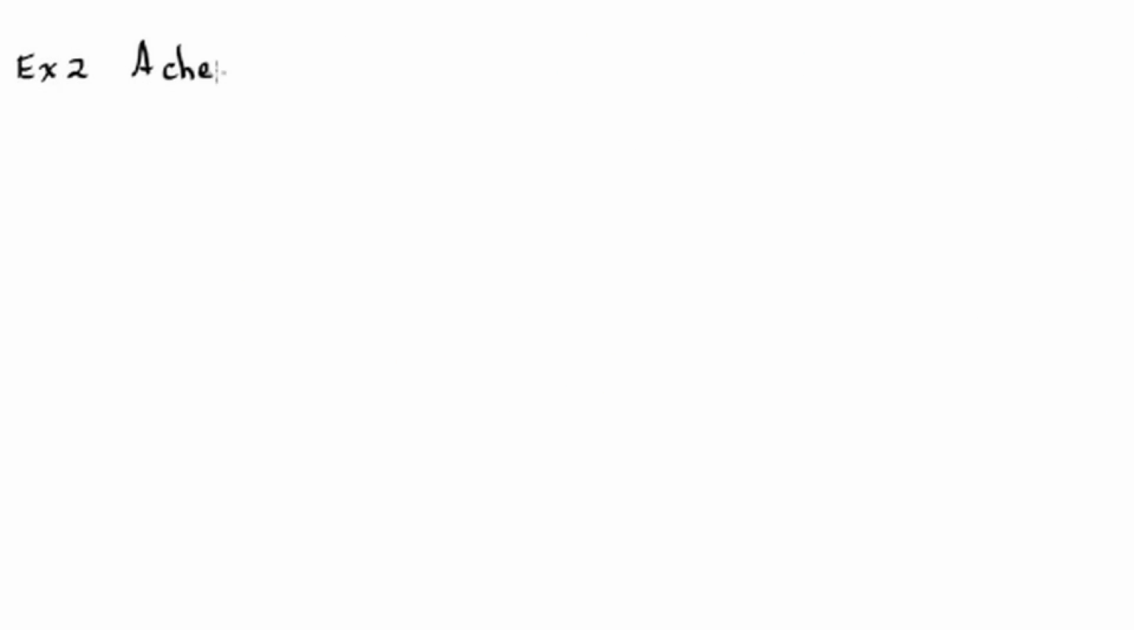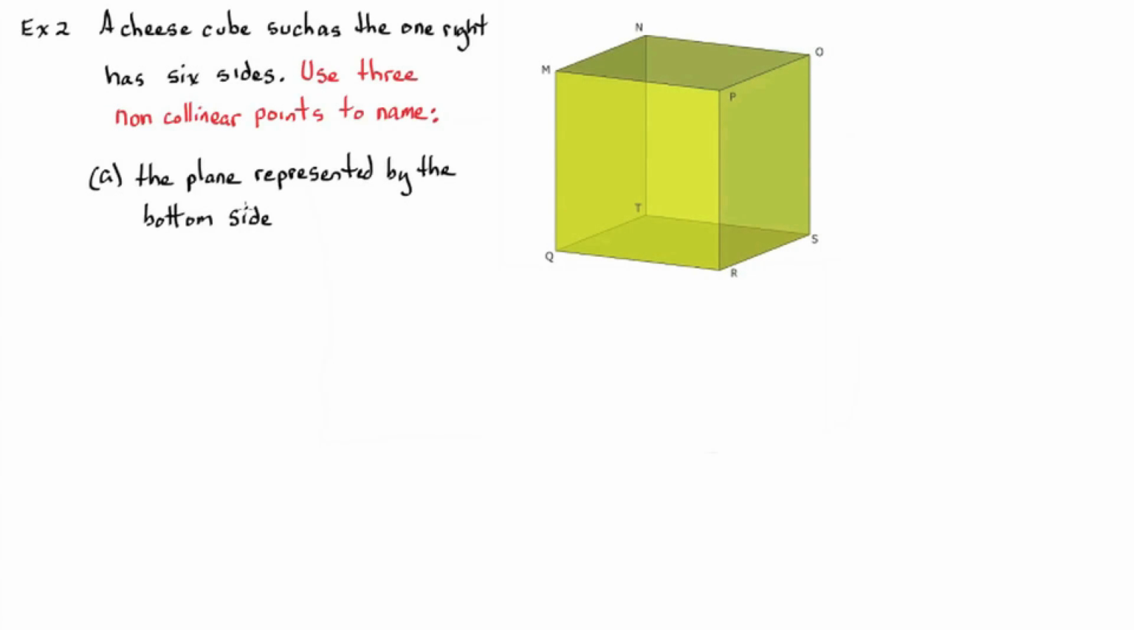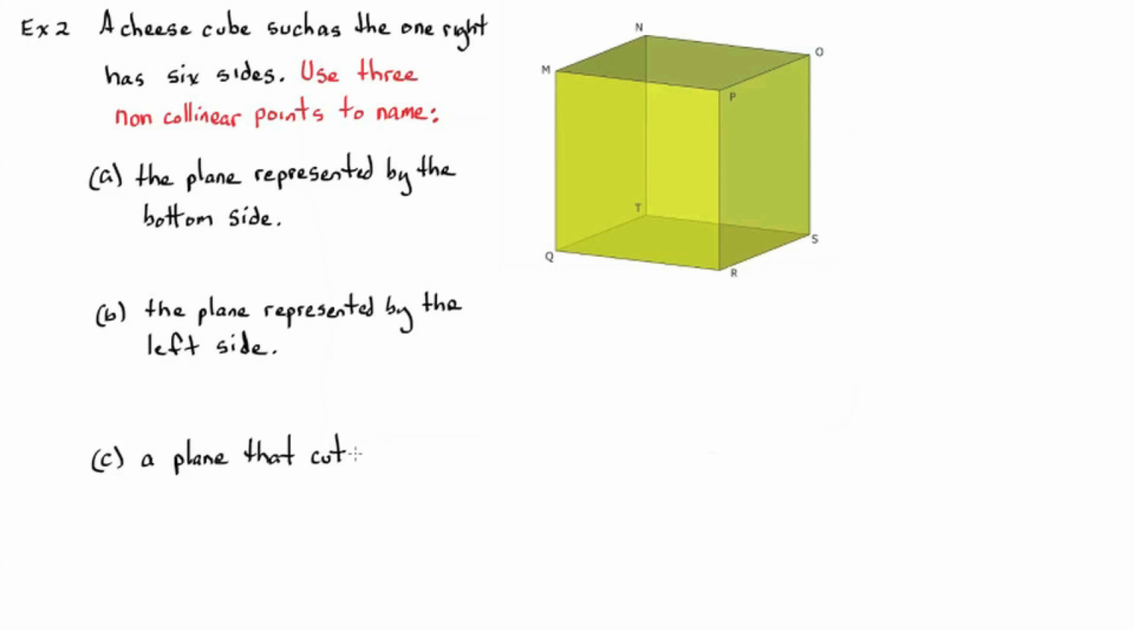Example 2. A cheese cube, such as the one to the right, has 6 sides. Use 3 non-collinear points to name the plane represented by the bottom side, the plane represented by the left side, and a plane that cuts the cube diagonally. Pause.